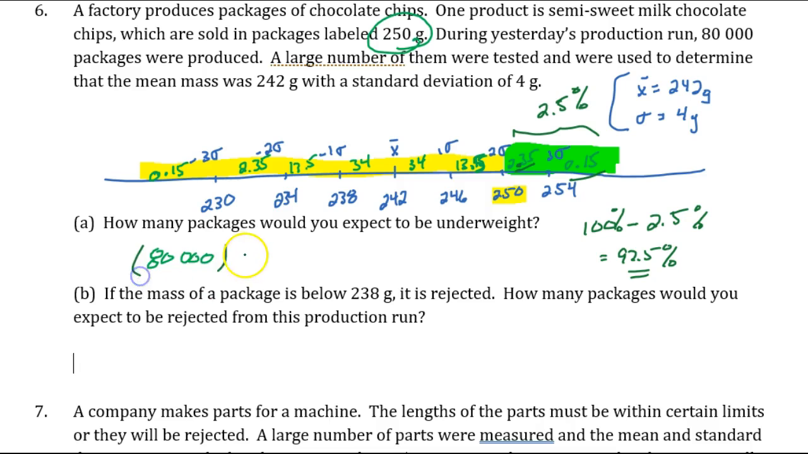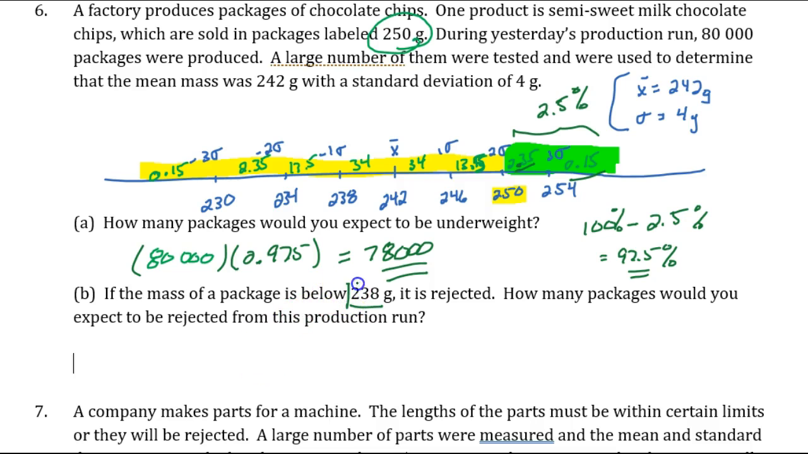So how many packages would that be? 0.975 times 80,000. So that would be a problem. 78,000 of your 80,000 packages are underweight. However, a company would allow for not being perfect, and probably wouldn't reach 242 grams, probably would meet the minimum to reject it.